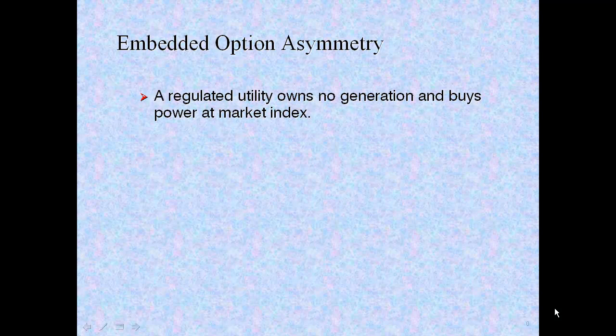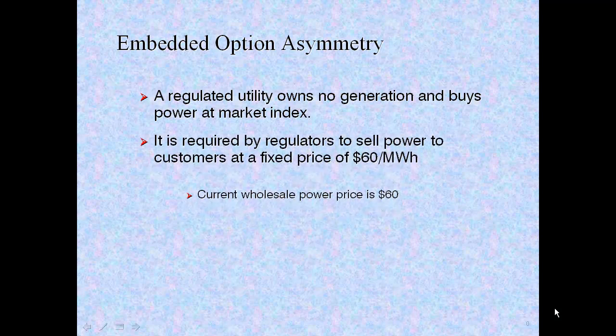Now, let's apply these concepts in a practical example of an option embedded in existing business operations. Remember, we're looking for payout asymmetries as indications of embedded options. In this example, let's consider a regulated utility who owns no generation. So it buys power at market index. But it is required by regulators to sell power to its customers at a fixed price of $60 per megawatt hour. Current wholesale power price is also $60.